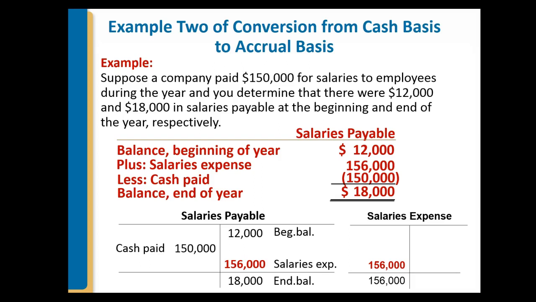When we use these T accounts, it's really an easy approach to convert from cash to accrual accounting. The debit to salaries expense and the credit to salaries payable must have been $156,000 to balance the salaries payable account.